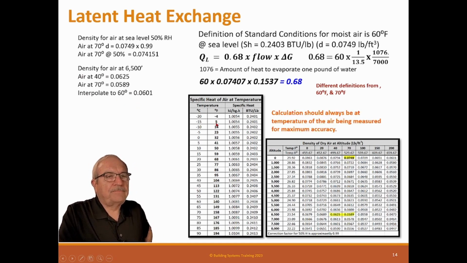Okay. And remember, these all apply to the temperature of the air you're actually measuring. In other words, if you're inside a building measuring 70 degree air and it's 20 degrees outside, and you're not doing outside air, then you need to use 70, the temperature of the air you're actually measuring.